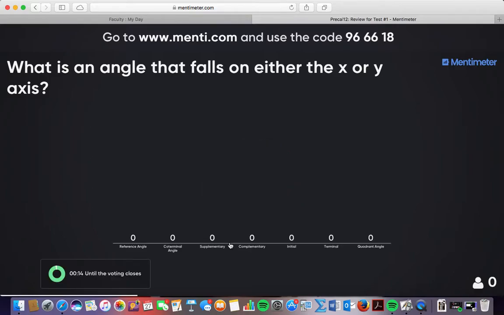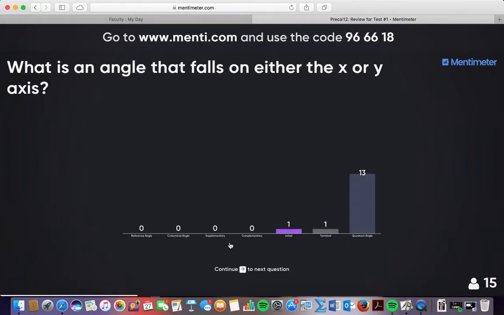What is an angle that falls on either the x or y axis called? An angle that falls on either the x or y axis. I don't think I said this. Now I want to see if y'all know it. The answer is a quadrant angle. Good. I didn't actually say that today.